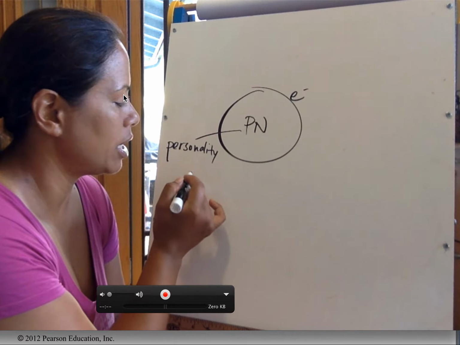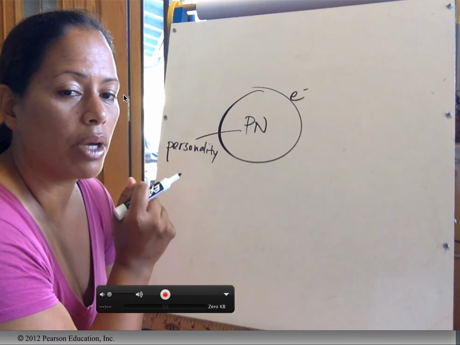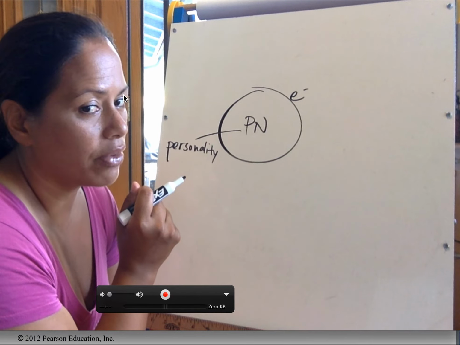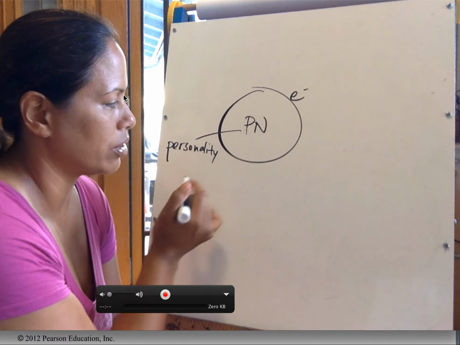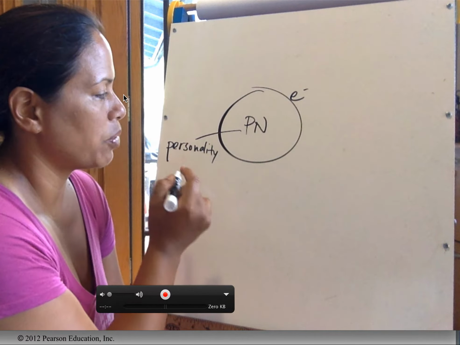Let's say I have helium that has two protons in it. If I take away a proton, what do I have? I no longer have helium, so I changed personality. I have hydrogen. So personality tells me what atom it is.